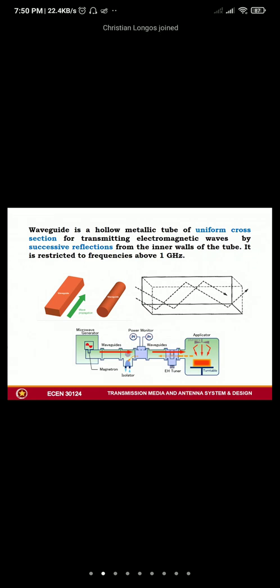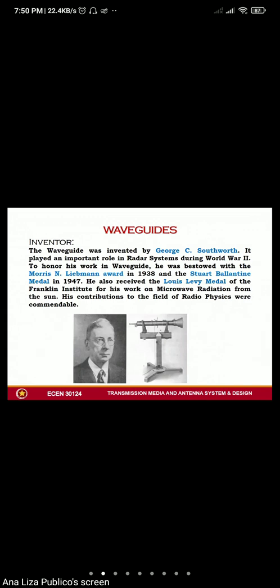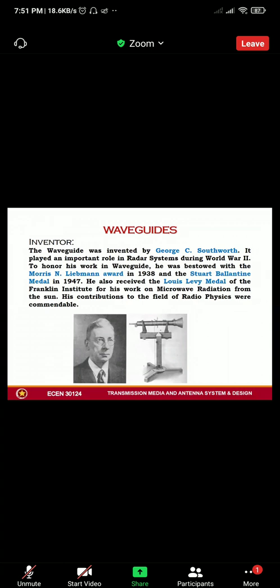So it was invented by George C. Southworth, and being a known inventor, he was awarded with the Morris and Liebman Award, the Stuart Ballantyne Medal, and the Louis Levy Medal. So ito yung contribution niya na ni-recognize ng iba't ibang award-giving body at pinangunahan in 1938 ng IRE, International Radio Engineers, dahil sa contribution niya for the field of radio physics.